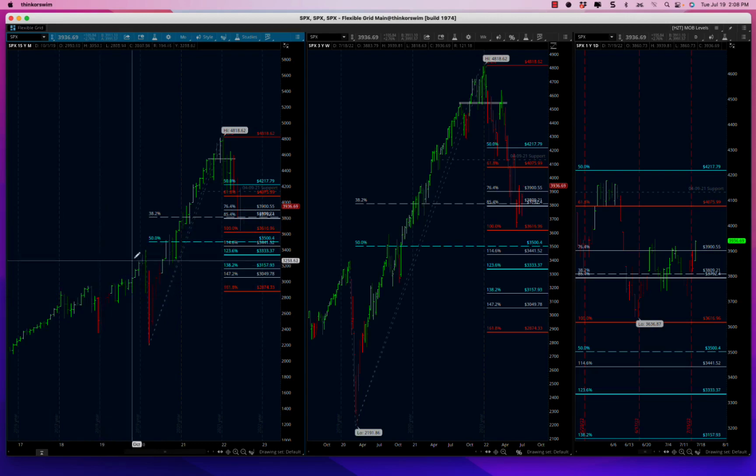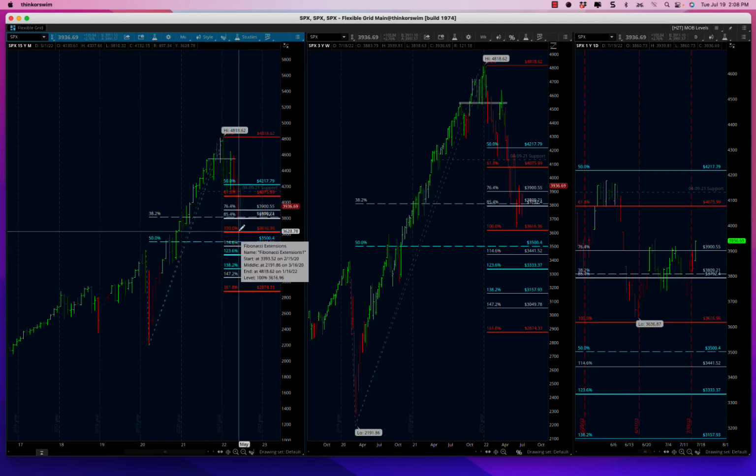So if I was running up and I hit a wall and I pull back and then I regain my footing and I hit another wall, where am I likely to come? Well, I want to use this move, this downdraft, if you will, to identify how far this downdraft can come. So the reason why I'm using the extension tool is I'm measuring this previous downdraft up, how far back can that downdraft come?